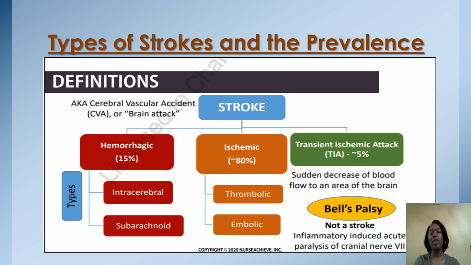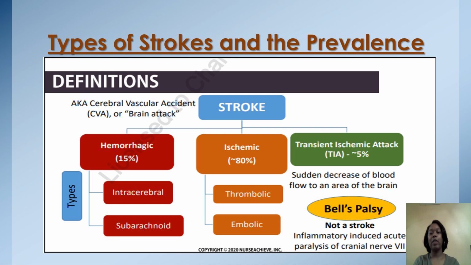Now, 80% of the CVAs are ischemic in nature, and they are called ischemic strokes. There are two different categories of ischemic strokes. So first we have thrombolytic, and a thrombolytic stroke is the formation of a blood clot that partially occludes an artery that is already clogged with fatty deposits of plaque. This clot blocks the blood flow, resulting in damage to the brain tissue.